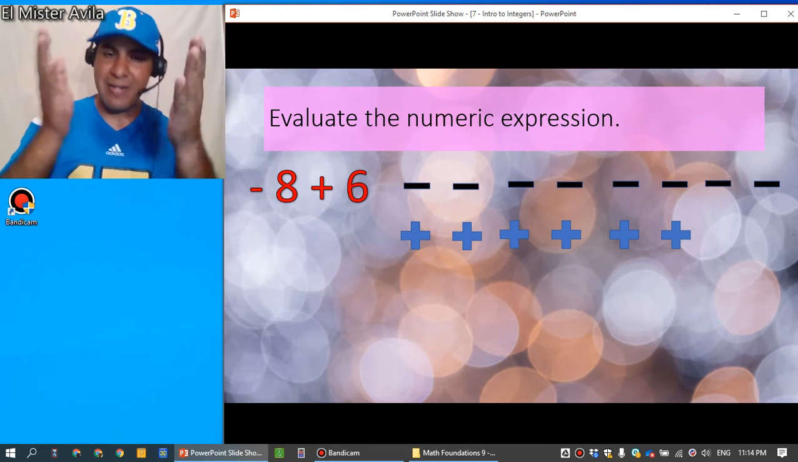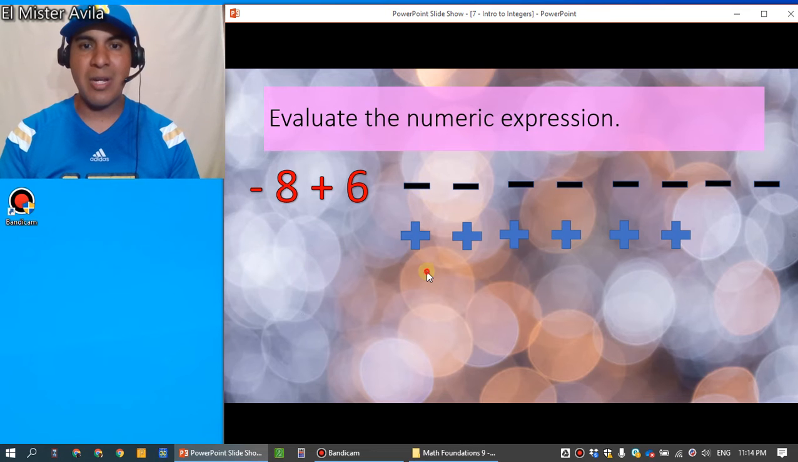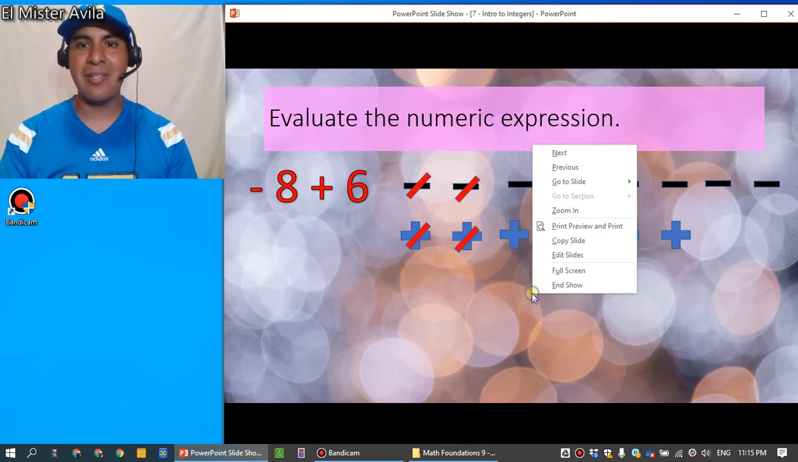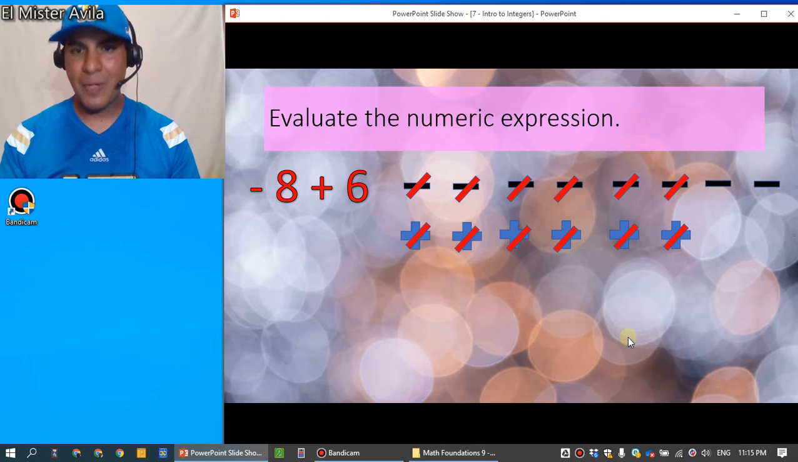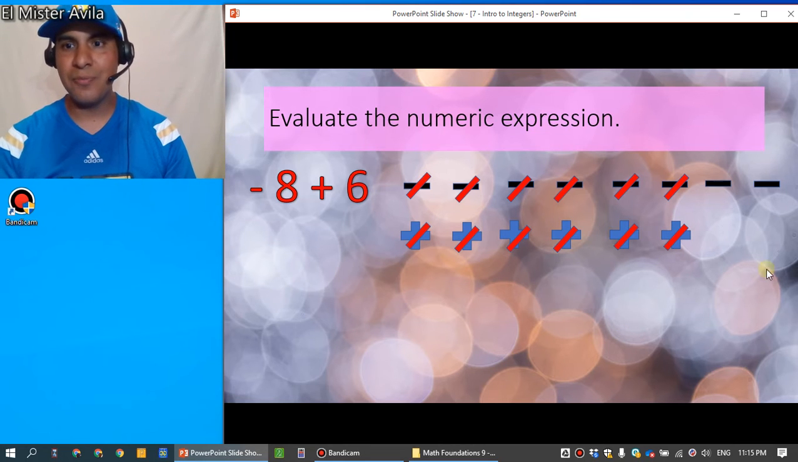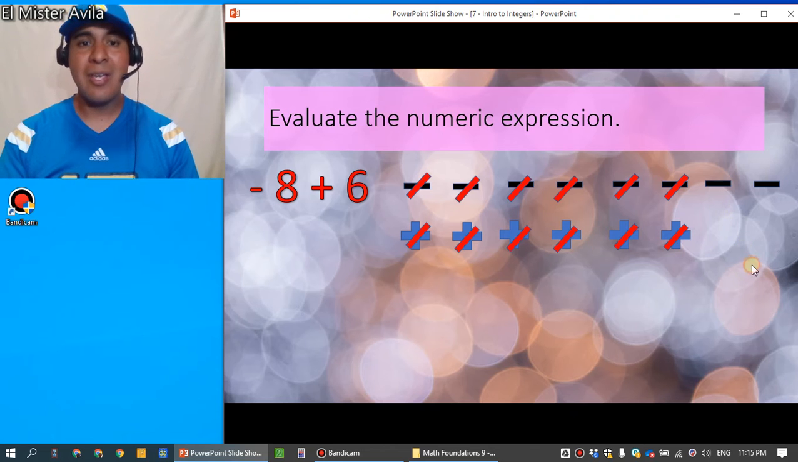As I mentioned earlier, negative 1 plus 1 gives us 0. So negative 1 plus 1, 0. Cancel them out. 0. Cancel them out. 0. Cancel them out until we have nothing left to cancel. What's left over? 2 negatives. We're left with 2 negatives. So negative 8 plus 6 gives us negative 2.